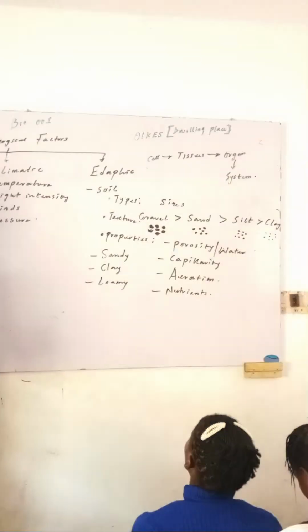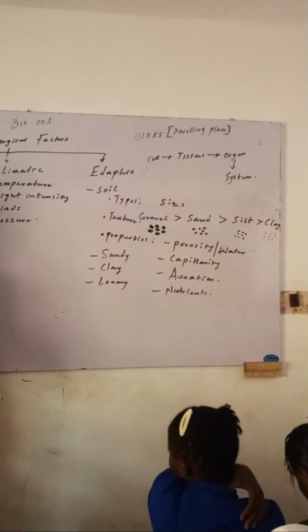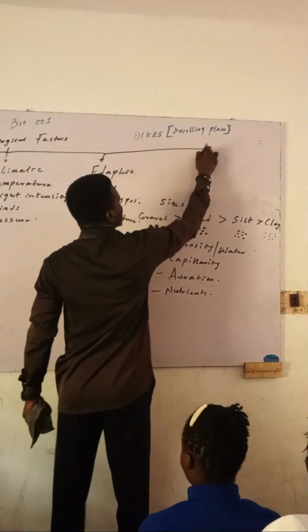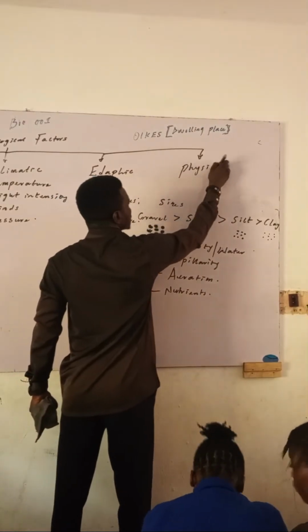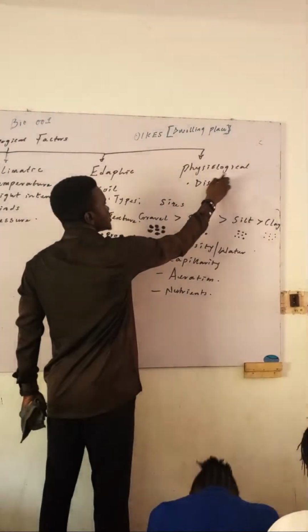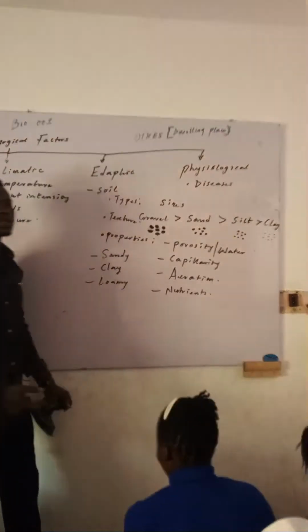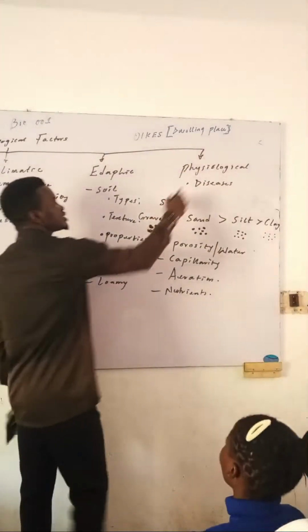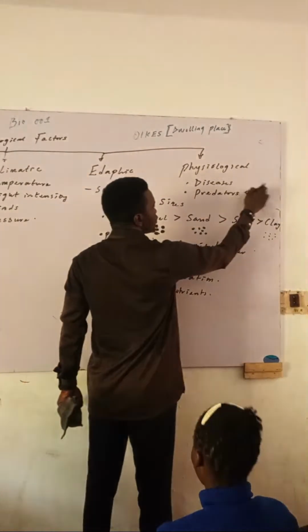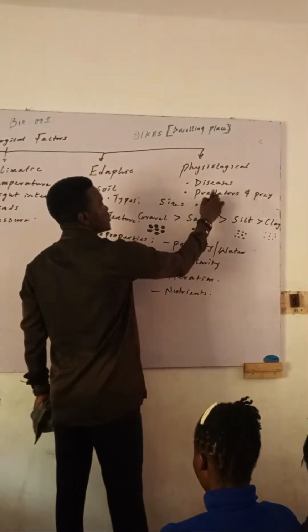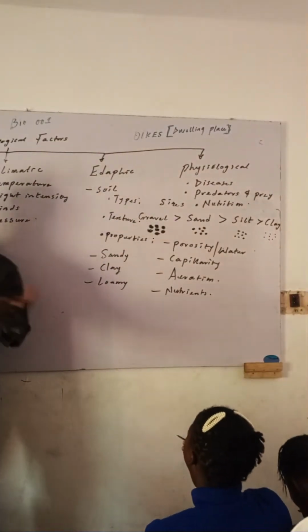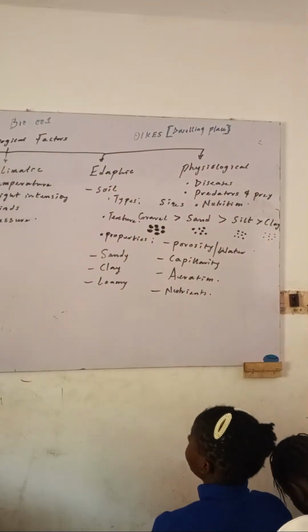So moving on from there, let's now look at what we call physiological factors too. These factors are such as diseases. Disease can have effects on a particular population. Talking about predators and prey, talking about mode of nutrition. All of those things can also have effects on an organism in a particular environment.